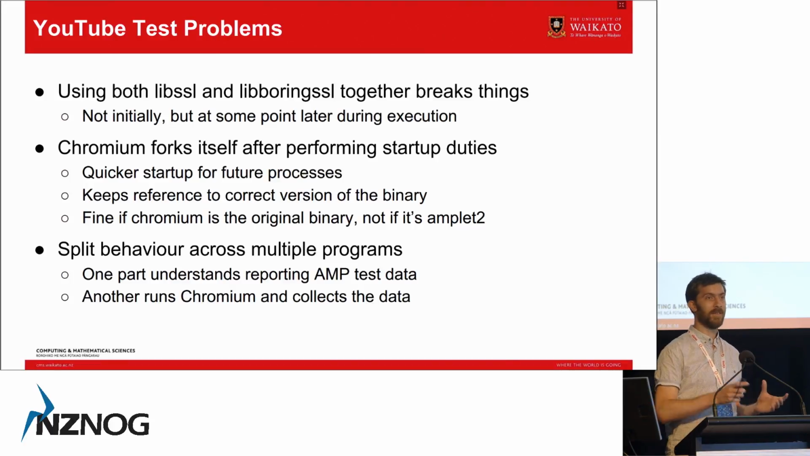As well as that, Chromium likes to fork itself on startup so that it can amortize some of the cost of initialization, and so it can later on fork itself with a good known copy and know that it's not been updated underneath it. My program, which is essentially pretending to be Chromium, or running Chromium inside it, gets forked and then doesn't know what's going on with the arguments it's been given, expecting to be a Chromium process, and falls over. So in the end, the right solution was to split the behavior across two programs, so that the AMP one that understood reporting and understood how to run the test arguments would start as one, and then that would start another one, which was a nice entirely standalone instance of Chromium, which would report its data back to the first one.